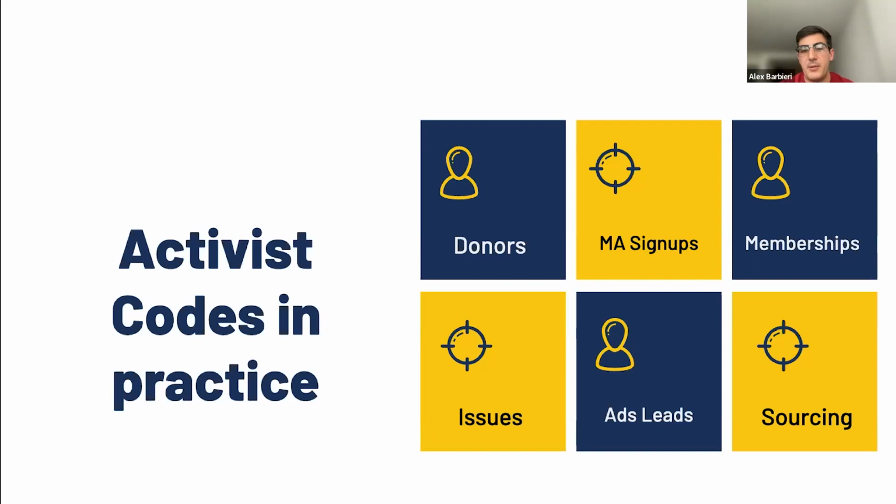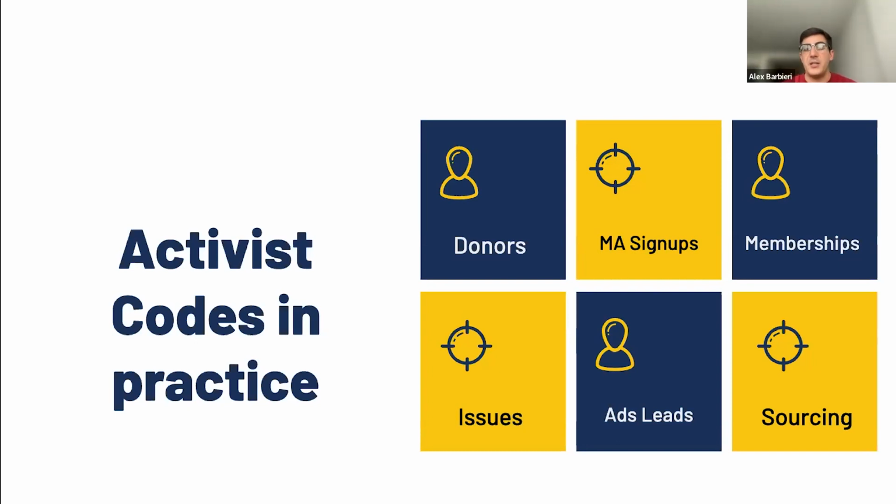A very common one that I'm sure folks have seen or used is issues. Whenever you talk to a voter or a volunteer and ask them what issues they care about, you can keep track of all the different issues they find interesting, which you can then use later to engage with them in other conversations. If you're running any sort of ads campaigns, you can keep track of anyone that signs up via an online ad after seeing it on Facebook or Google or wherever it may be. Keep track of those that came into your database via ads.